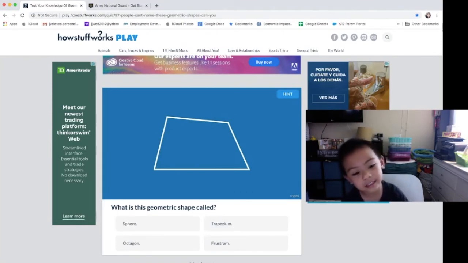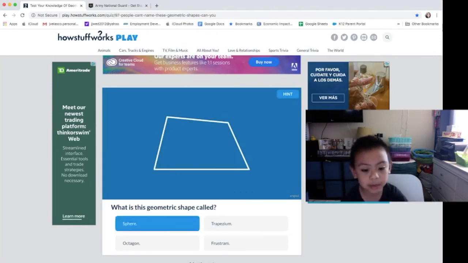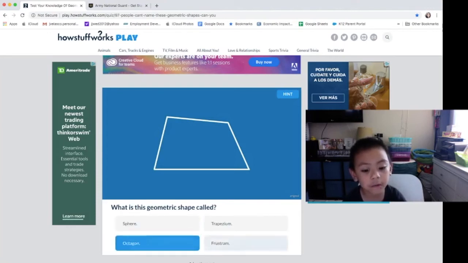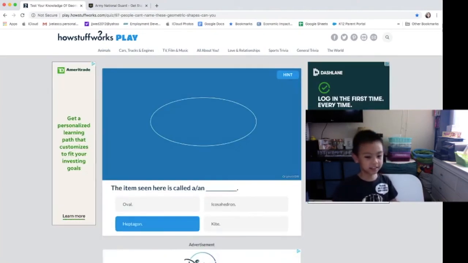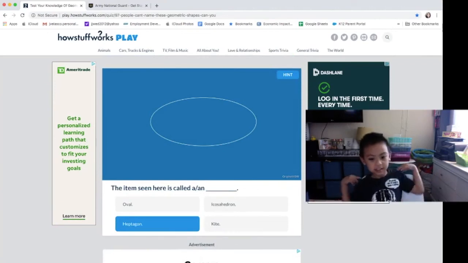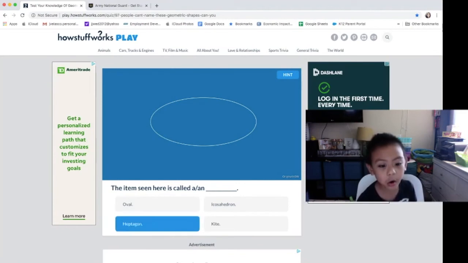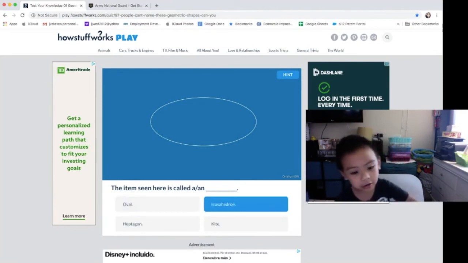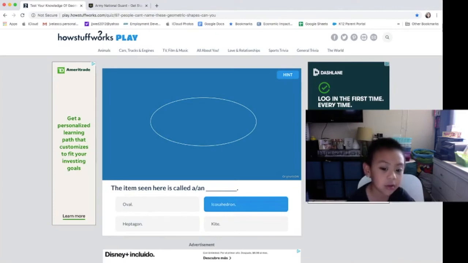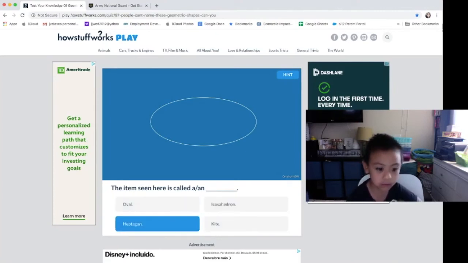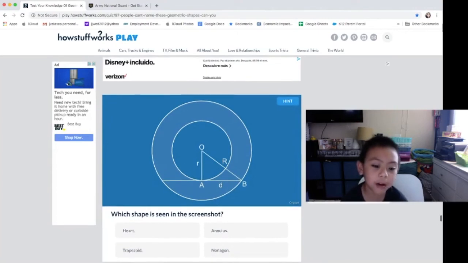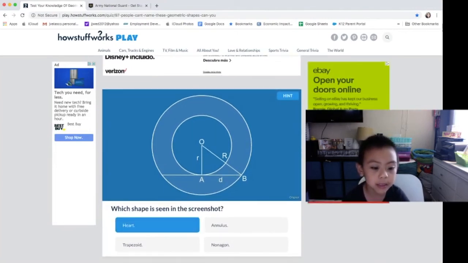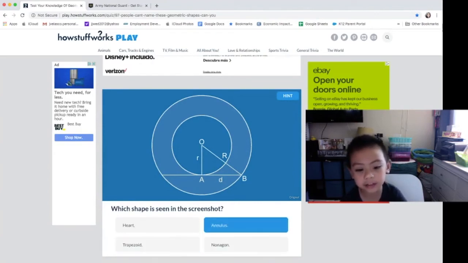Okay. What is this geometric shape called? Sphere, trapezium, octagon, or frustum? That is trapezium. The item seen here is called a heptagon, oval, kite, or icosahedron. Okay, so it's oval. Yeah. I don't press that. Oh, I'm wrong. Okay, so which shape is seen in the screenshot? Heart, annulus, nonagon, or trapezoid? The answer is annulus.